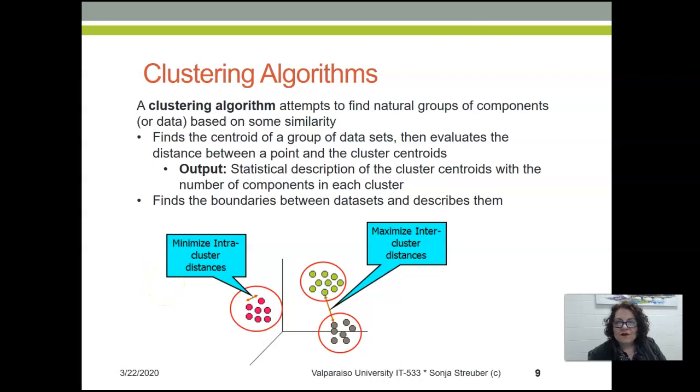The second goal for a clustering algorithm is to segment or partition clusters cleanly from one another by determining which endpoints of our clusters here are as far away as possible from one another. We call this maximizing the inter-cluster distances.